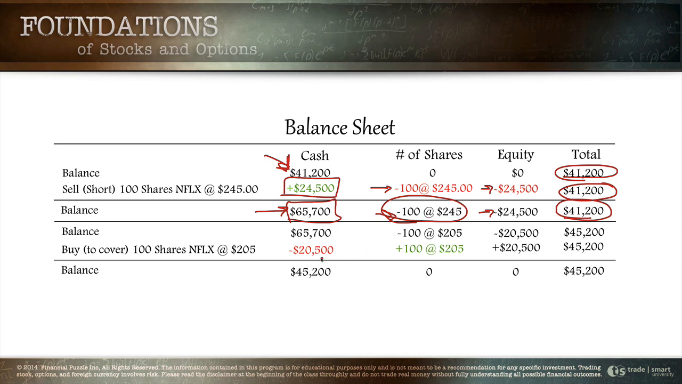Now, let's go to our target. We end up buying to cover our position. Remember, we sold to open, so we're going to buy to cover, or buy to close. We're going to cover with 100 shares of Netflix at $205. That's going to cost us $20,500. Now watch what happens. We add 100 shares because we just bought 100 shares. But remember, we were in a deficit. So adding 100 shares brings us back to zero. That brings in $20,000 in equity. Our account balance has now increased to $45,200. That's how the math works for a long trade and a short trade.